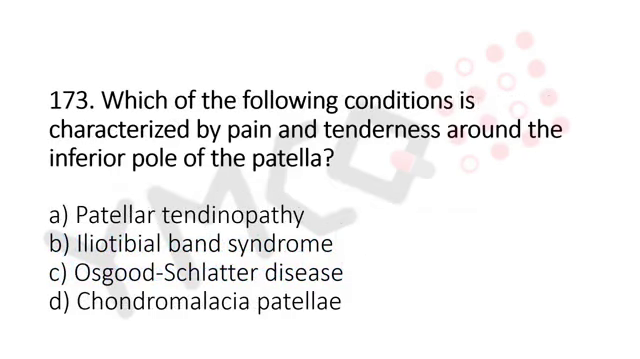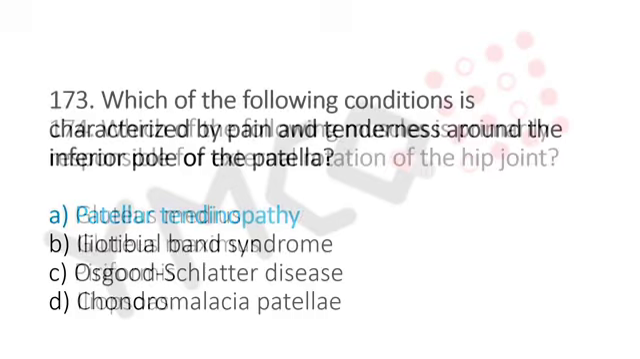Now let's move to question number 173. Which of the following conditions is characterized by pain and tenderness around the inferior pole of the patella? Option A, patellar tendinopathy. Option B, iliotibial band syndrome. Option C, Osgood-Schlatter disease. Option D, chondromalacia patellae. And the answer is option A, patellar tendinopathy.